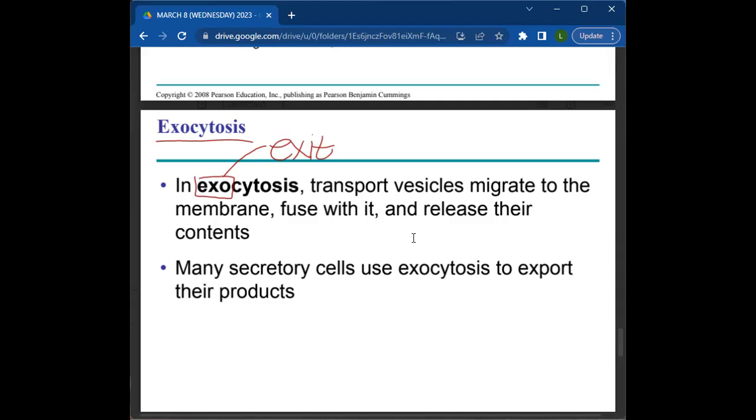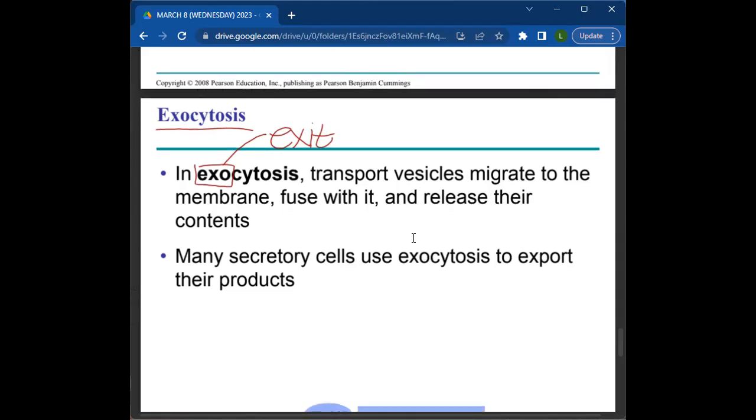Lots of cells use exocytosis to secrete products that they have made. For example, let's think about a digestive pancreatic cell. The pancreatic cell makes digestive enzymes inside of itself. That's where the digestive enzymes come from, is from the inside of cells. So then it's like, well, wait a minute, how do they get from the inside of the cell to, like, the small intestine? The pancreatic cell, after it makes those digestive enzymes, will package them into vesicles.